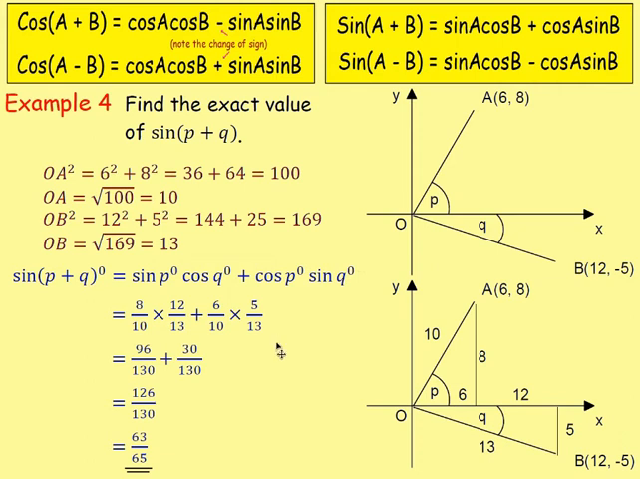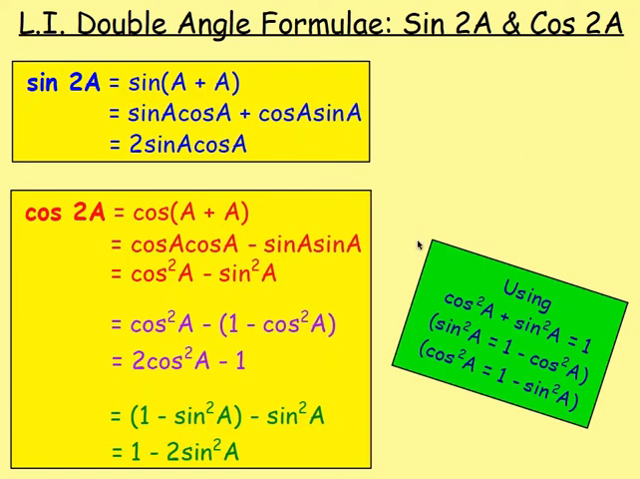There were more examples, but example 4 was finding the exact value of sine p plus q. This one was a bit trickier, but it's the same idea. We know we've got point A, which is 6, 8. In other words, you come along 6, you go up 8. You're forming a triangle here if you're drawing back to your origin. So you've got that OA, and you can use Pythagoras to work out the length. With B, you're going along 12, you're going down 5, so you can use Pythagoras to work out the length of OB. From there, you can expand the sine p plus q, and you can easily work out sine p cos q plus cos p sine q. Sub in the values, 63 over 65.